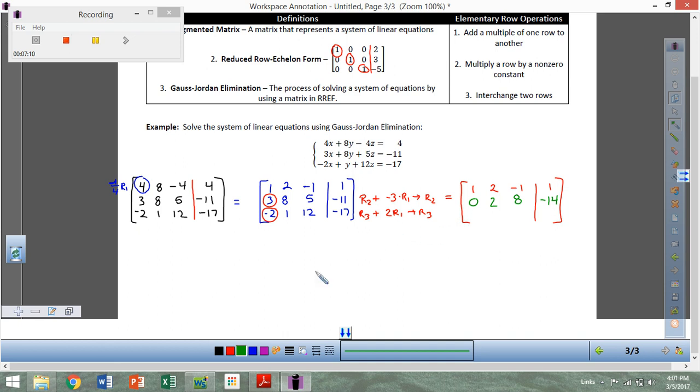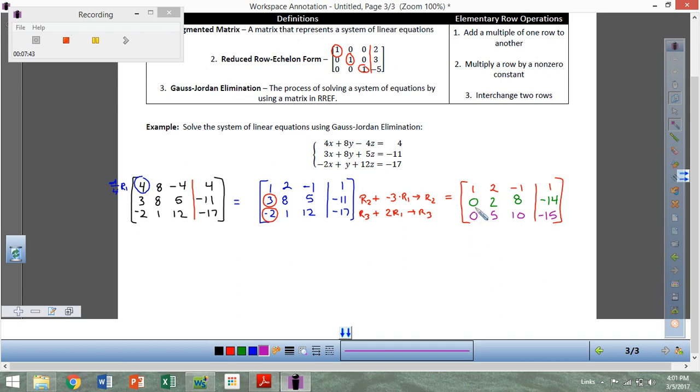And then doing the same thing for row 3. I'm just going to take twice row 1 and add it, so that's going to give me a 0 here. 2 times 2, 4, add that to the 1 will give me a 5. 2 times -1 will give me -2, add it to the 12 will give me a 10. And 2 times 1 plus the -17 will give me a -15. Okay, so I've already got 3 numbers the way I want them. I want a 1, a 0, and a 0.